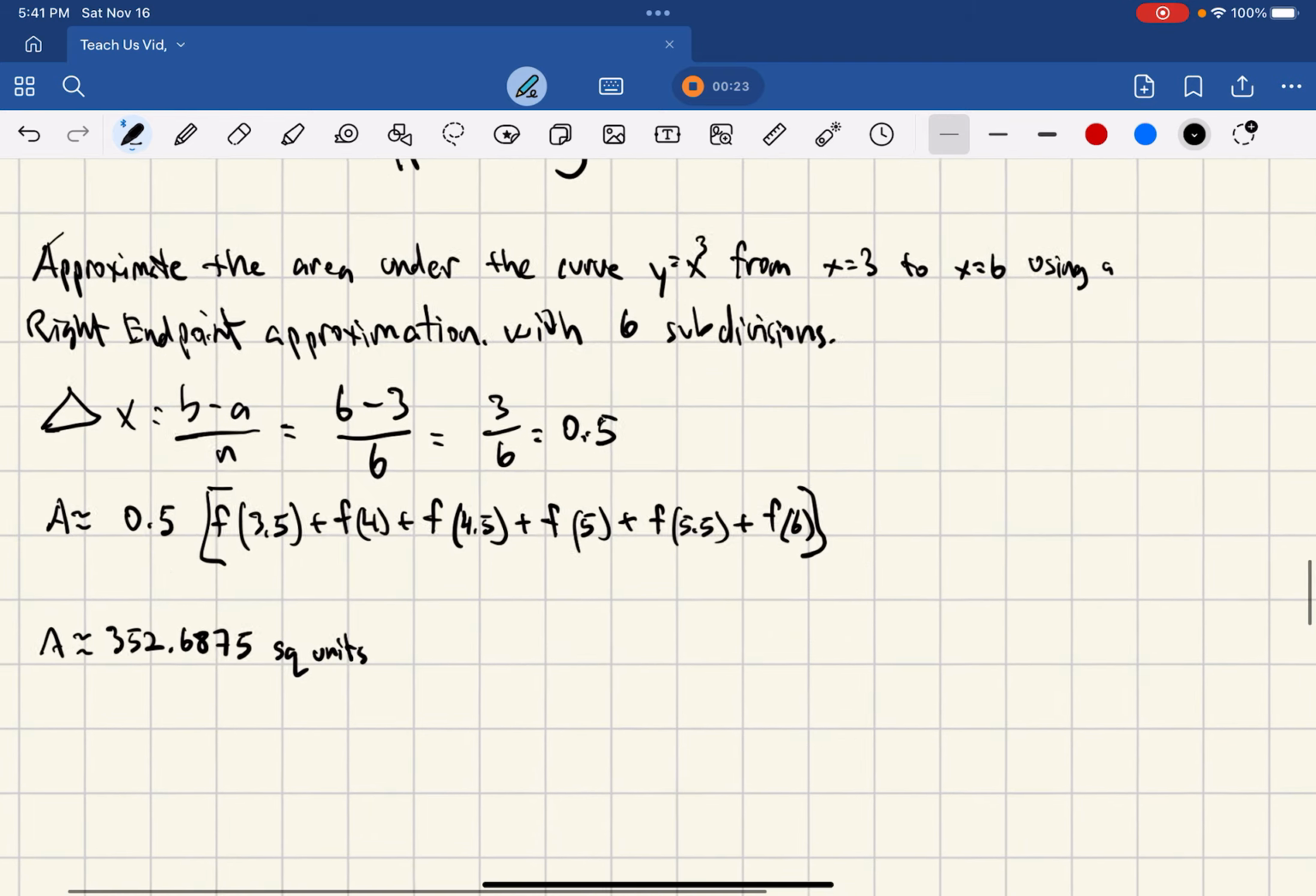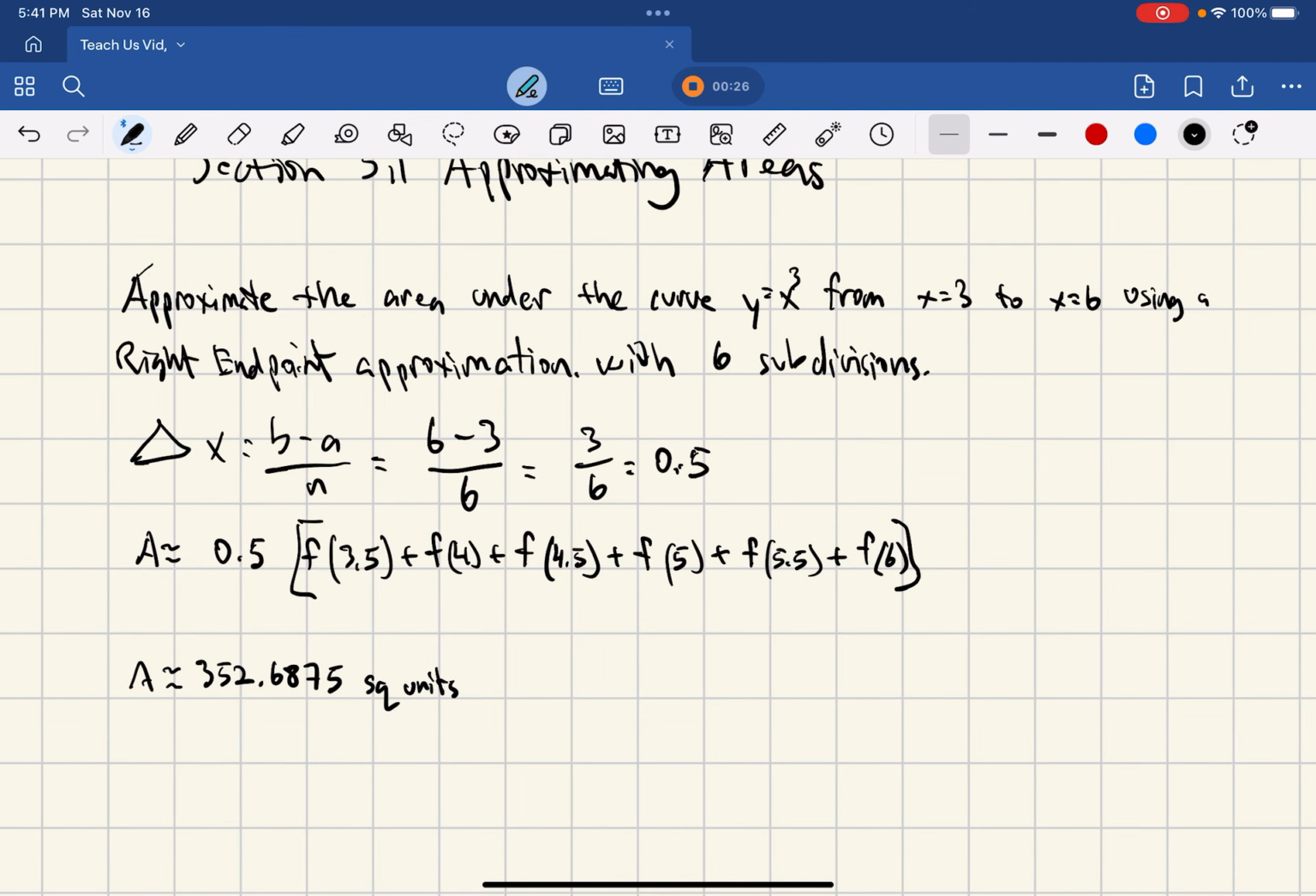So the first thing we need to find is how we can evenly divide the section from x equals 3 to x equals 6. We're going to use delta x equals (b minus a) over n. A is your starting point, which is x equals 3, and b is the end point, which is x equals 6, over n. N is the number of subdivisions that you're going to do.